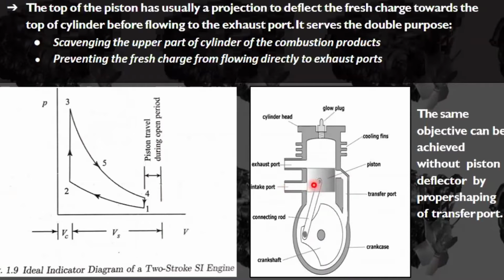Why? Because the piston is going to cover either the intake port or the exhaust port. Definitely one of the ports is going to be closed, so there will be no exchange of gases. That means there will be no direct transmission of gases from here to here.